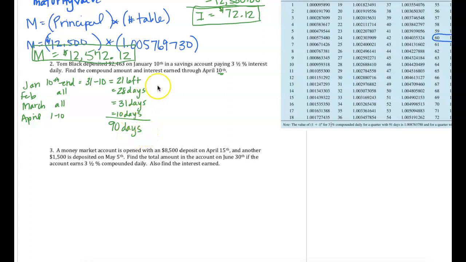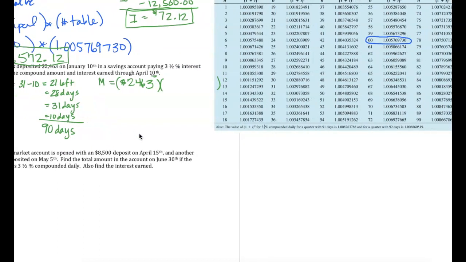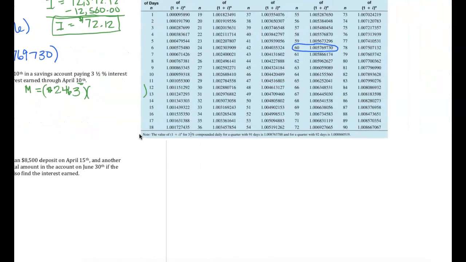And we're going to go through the same process. To find our maturity value, we're going to take the principal, the amount invested, $2,463, times that number from the table. In this case, the number from the table, we're going to use the 90 days. So way over here on the 90 days, I have 1.008667067. So I'm going to take that back.